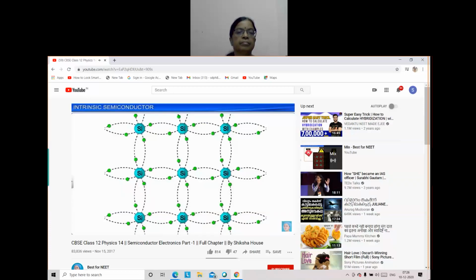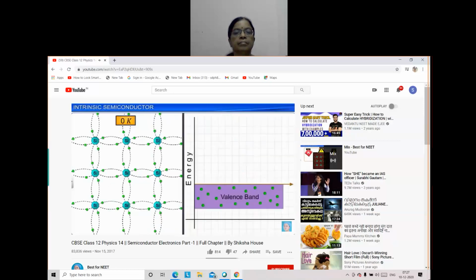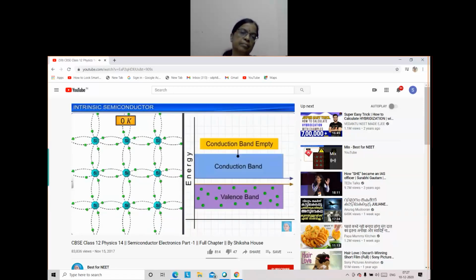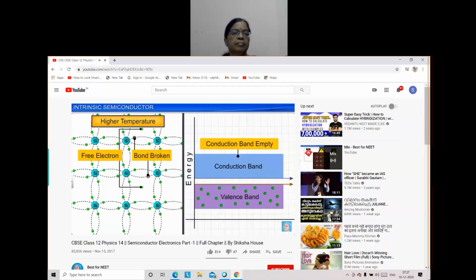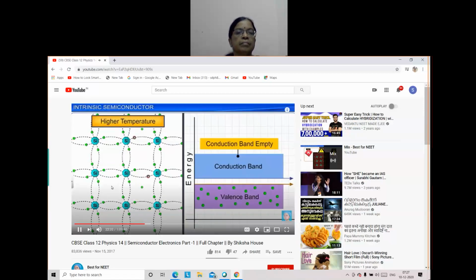At absolute zero, all the covalent bonds in the crystal lattice of an intrinsic semiconductor are intact. Thus, at absolute zero, there are no free electrons to occupy the conduction band, and the intrinsic semiconductor behaves like an insulator. However, at higher temperatures, some electrons gain enough thermal energy to break free of the covalent bonds in the crystal lattice. These free electrons move to the conduction band, and the material starts behaving like a semiconductor.